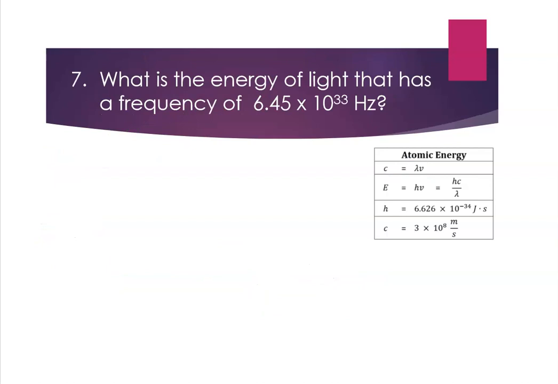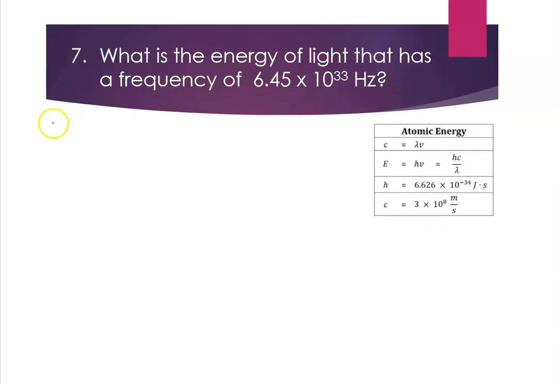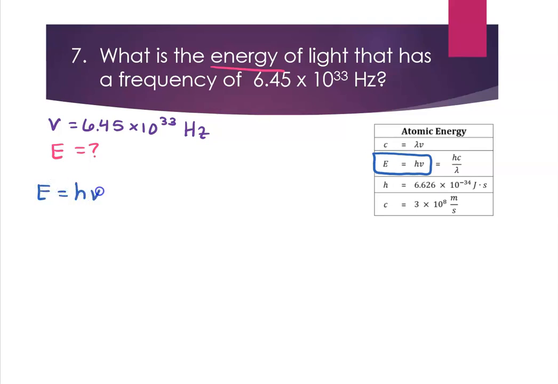All right. Next, it says, what is the energy of light that has a frequency of 6.45 times 10 to the 33rd hertz? Here I'm given frequency, ν, and I am asked to find energy, E. So I'm looking for an equation that has both ν and E. So that's going to be the second equation here. E is equal to h times ν. h is 6.626 times 10 to the negative 34, and ν is 6.45 times 10 to the 33rd hertz.